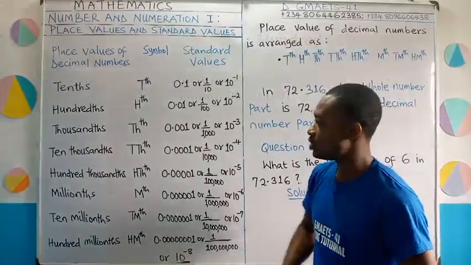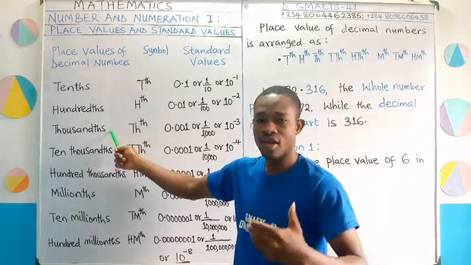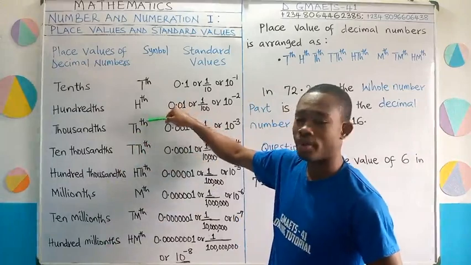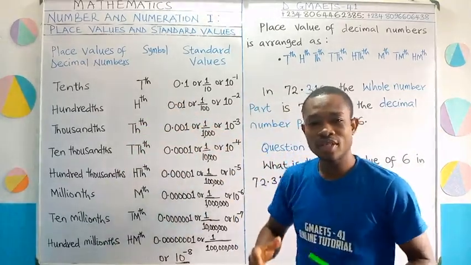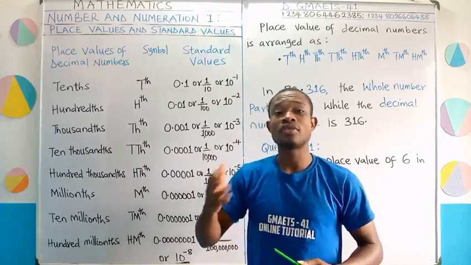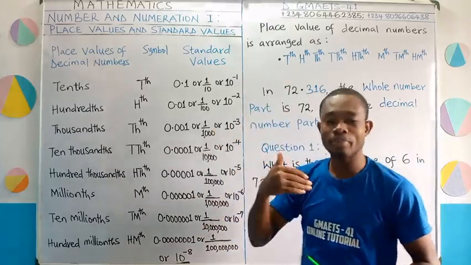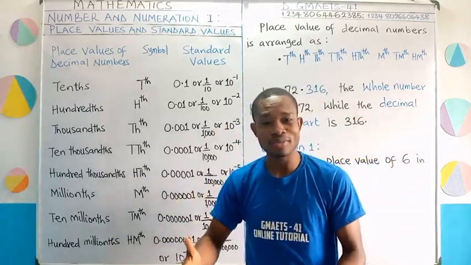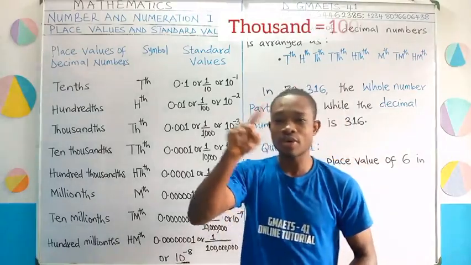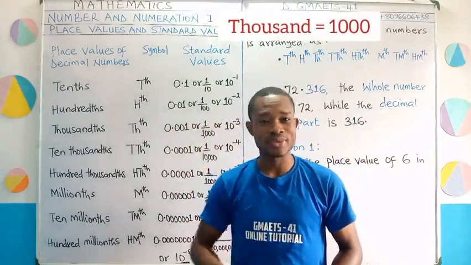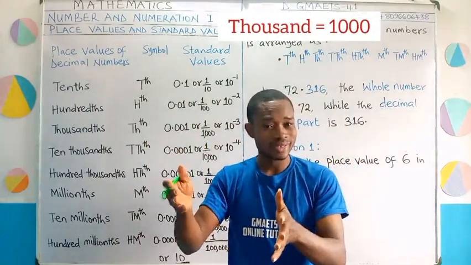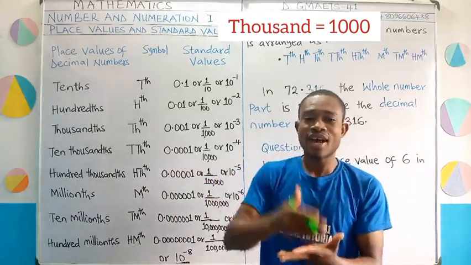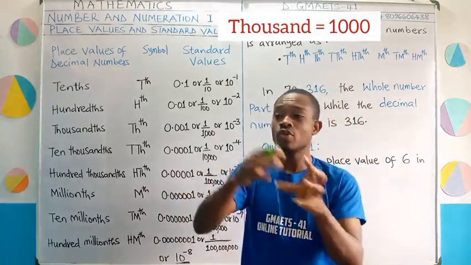Okay, the next place value is thousands. The symbol is TH, then TH on top. Now, what is the standard value of thousands? Simply think back to what you learned about thousand when we learned whole numbers. 1000 is 1000. That's 3 zeros. But 1 will come before. That is for whole numbers. Now when you talk about decimal numbers, thousands, zeros will come before 1.